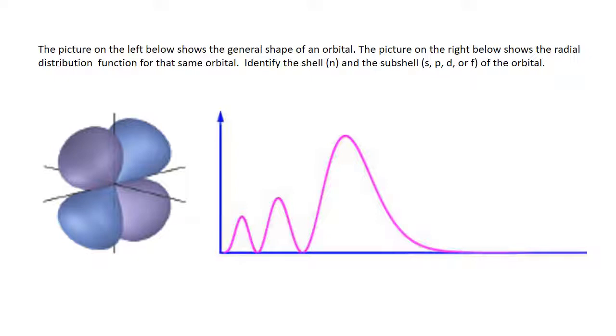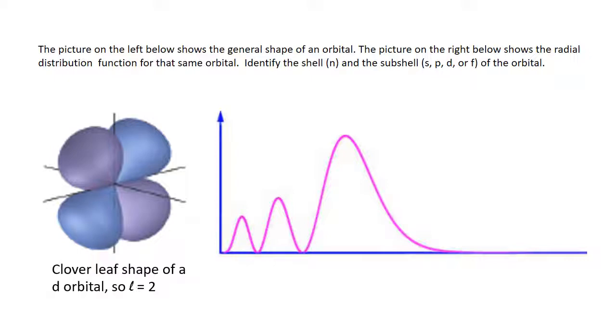Well, let's start with the picture on the left. I see an overall 4-leaf clover shape, so immediately I know that corresponds to a d orbital, meaning that L equals 2. So that's fairly easy. I can establish that right away.